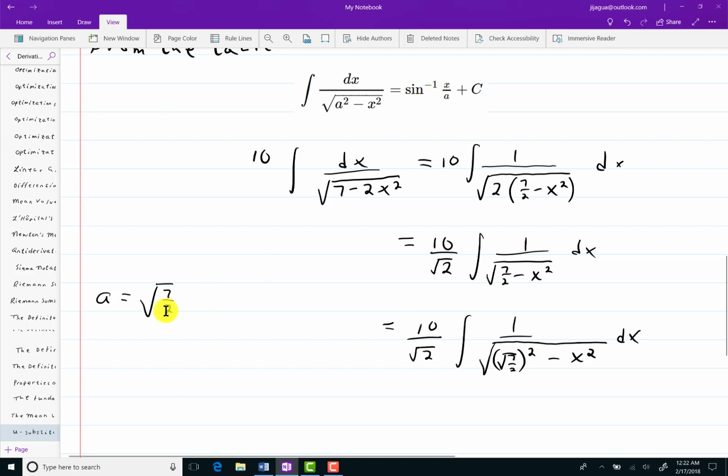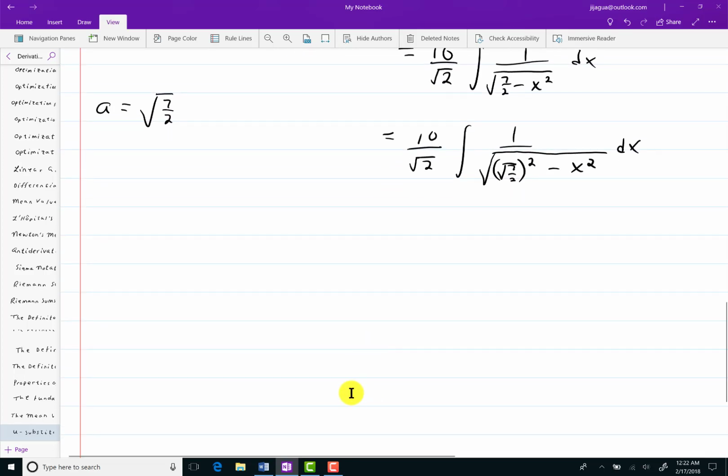My a was radical 7 halves. So I'll have sine inverse x over a. So this equals 10 over radical 2 times sine inverse x over the square root of 7 halves plus c. You don't have to do anything more with it if you don't want. If you don't want to simplify, I really don't care. It's not a big deal.